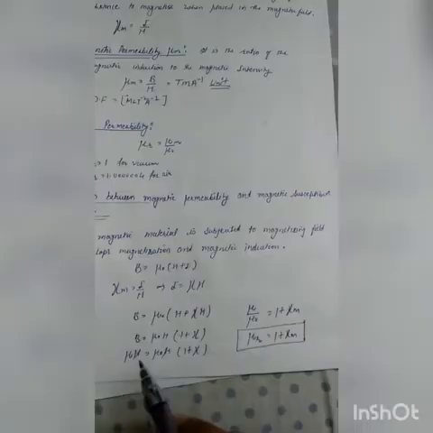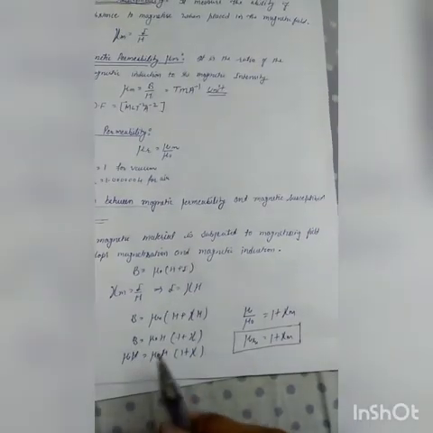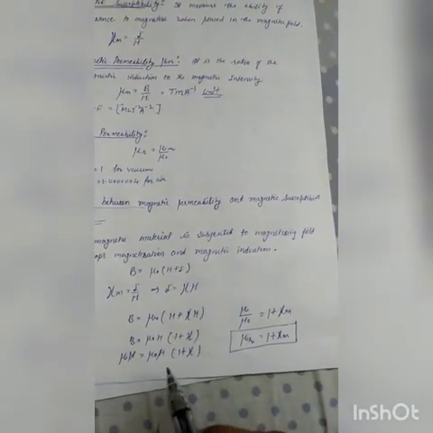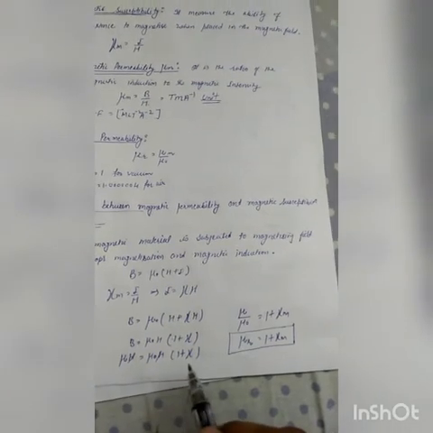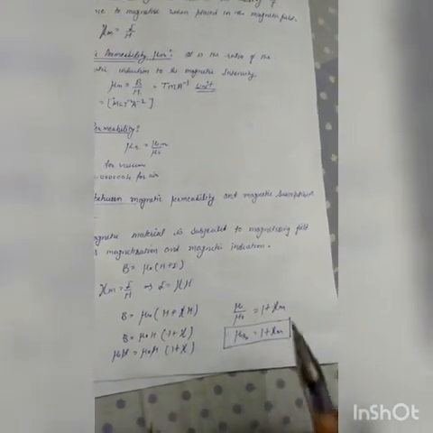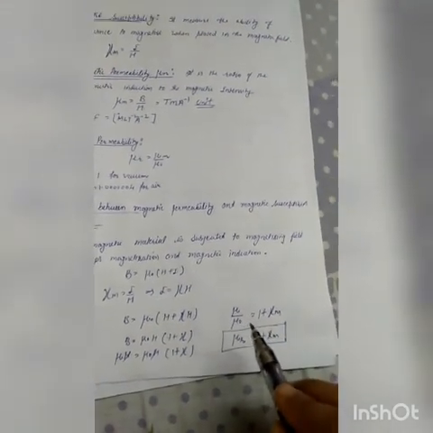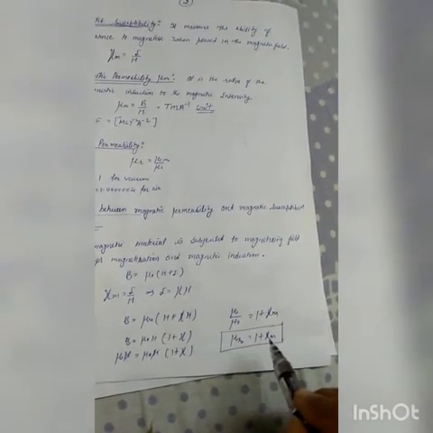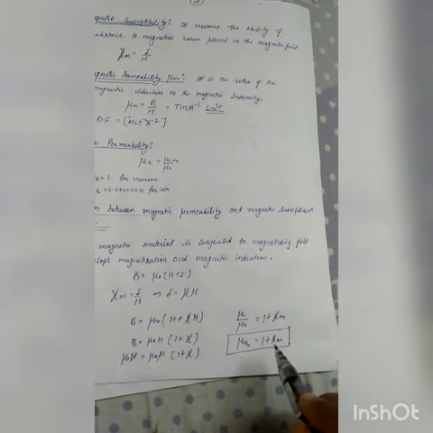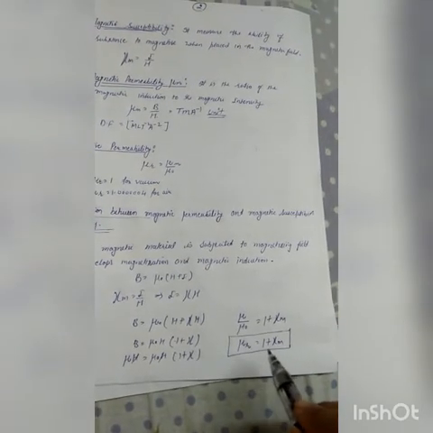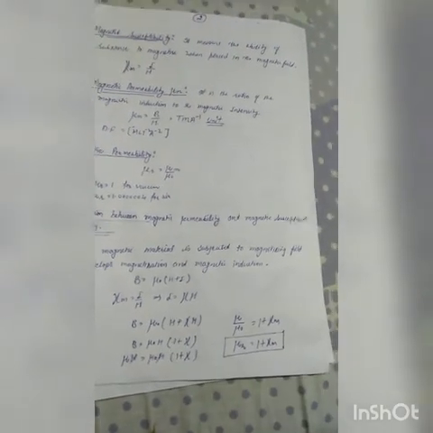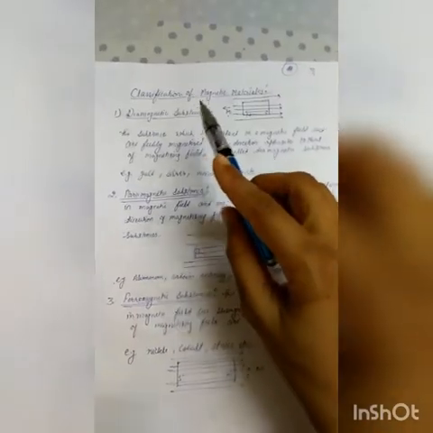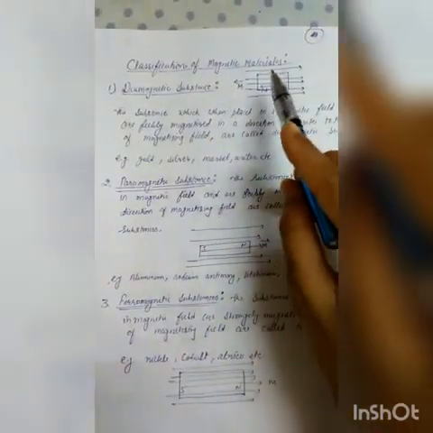B is also replaced by mu into H. H and H cancel out on both sides, so we get mu is equal to mu naught into 1 plus susceptibility. Mu upon mu naught is the relative permeability, which is equal to 1 plus susceptibility. This is the relation between the permeability and susceptibility. Next we have classification of the magnetic materials.